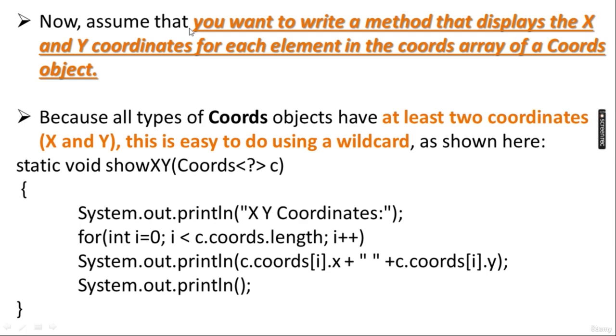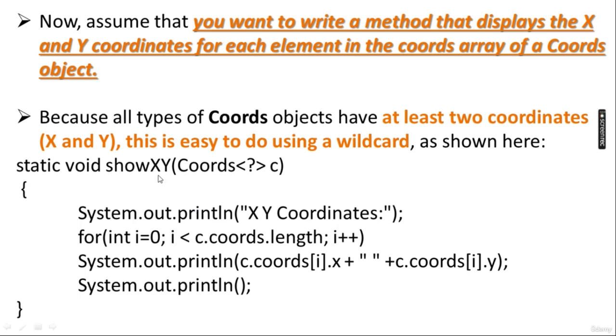Now assume that you want to write a method that displays the x and y coordinate for each element in the coordinates array of a Coordinates object. Because all types of coordinate objects have at least two coordinates, x and y, which is compulsory, this is easy to do with a wildcard. We will see now. Coordinates with a question mark. And this is a wildcard. So a question mark is there, and the upper limit is what? Our TwoD class. So other than the TwoD class or its subclasses, we cannot write anything over here.